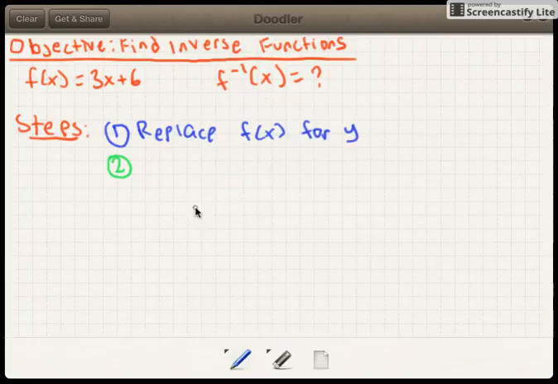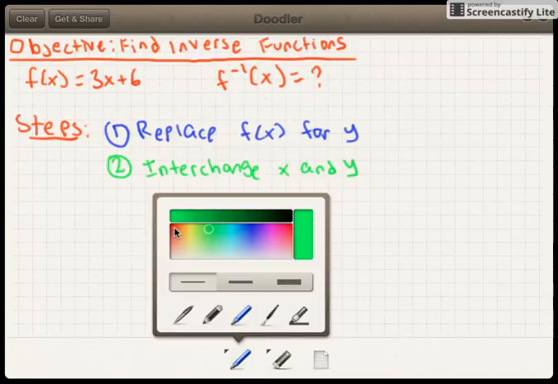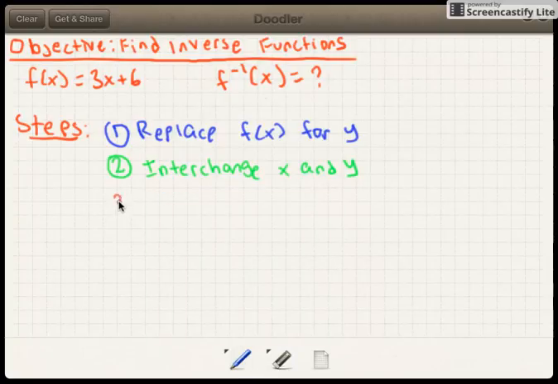Now the second step is interchange x and y. So everywhere you see an x, you replace it with y, and everywhere you see a y, you replace it with x. We'll see this in an example in a couple of minutes. Our third step is the most important, and that is to solve for y. So just using algebra, solve for y.